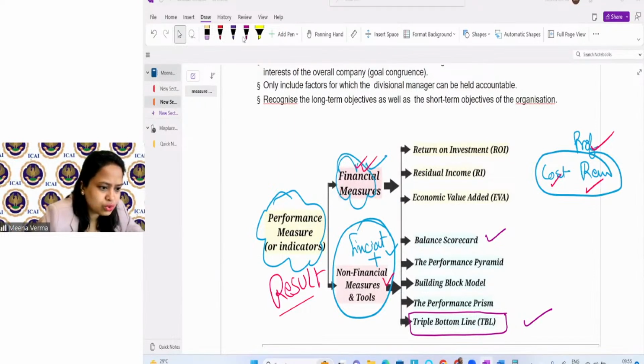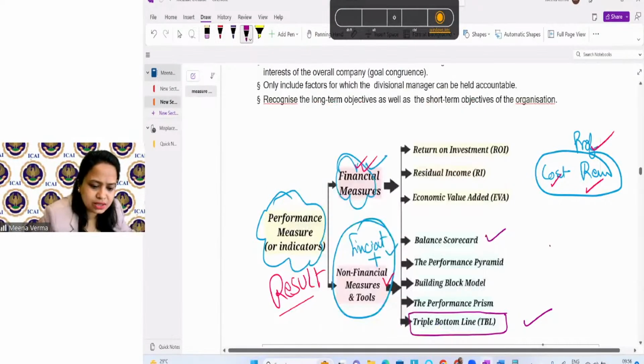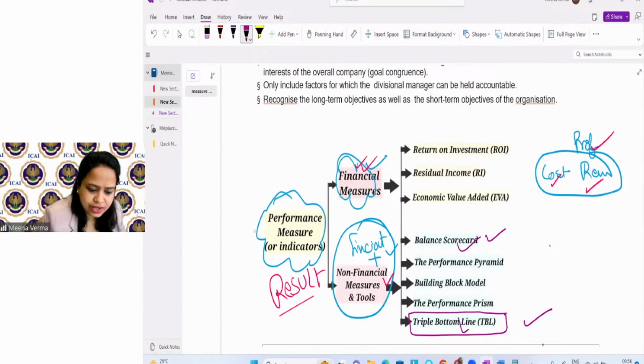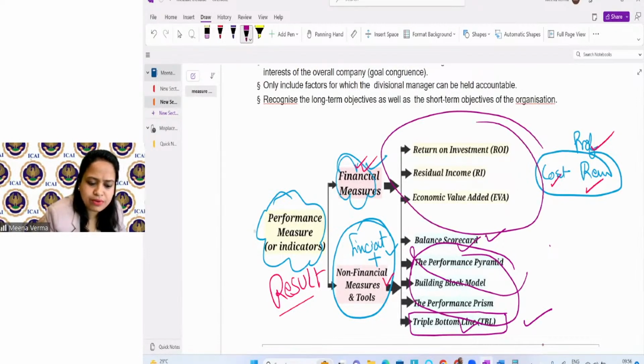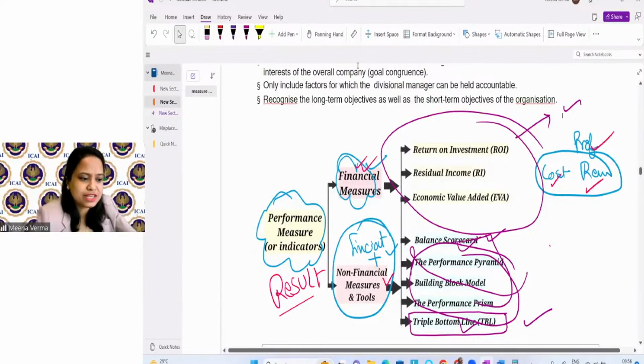So you can see here, we have covered balanced scorecard, we have covered triple bottom line. Now just these 3 topics are left, we will cover them in the next session. We have 2 more sessions. So in the next session, maybe I'll cover only these 3 topics, and in the last session, or it depends. With this, let me wind up the session now, because if I start something, it will take time to explain. If you have doubt, I can take your doubt.